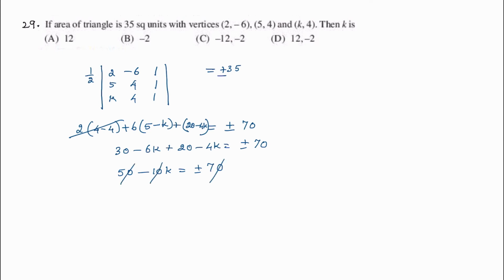We have two equations to solve. 5 minus k equal to plus 7 is one equation. 5 minus k equal to minus 7 is the other equation. Let us find k. K is 5 minus 7, which is minus 2. Here k is 5 plus 7, which is 12. We have two answers for k. If we forget to write plus or minus sign, we will get only one answer. D is the correct option.